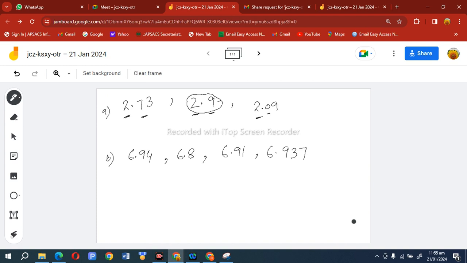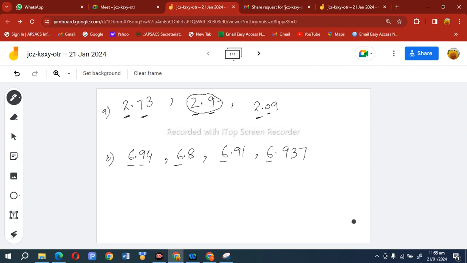Always remember, whenever you compare decimal numbers, please do not get upset if some numbers are at the 10th place and the 100th place, and here the numbers go till the 1000th place. Forget about it. While comparing, you just start comparing the numbers from the left side. As you can see, this is 6, this is 6, this is 6, this is 6. Now move forward to the next digit.